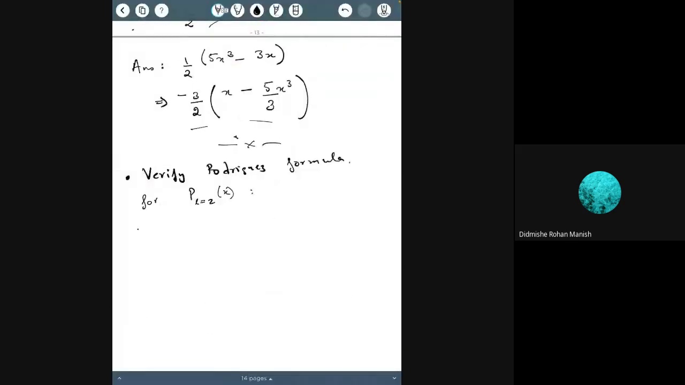So what was the formula for the Rodriguez formula? That is equal to 1 by 2 to the power L, so 2 to the power 2, then L factorial, so that's 2 factorial, then the derivative to the power L, so 2 times x square minus 1, derivative to the power L, so that's 2. So this is equal to then 1 by 8.